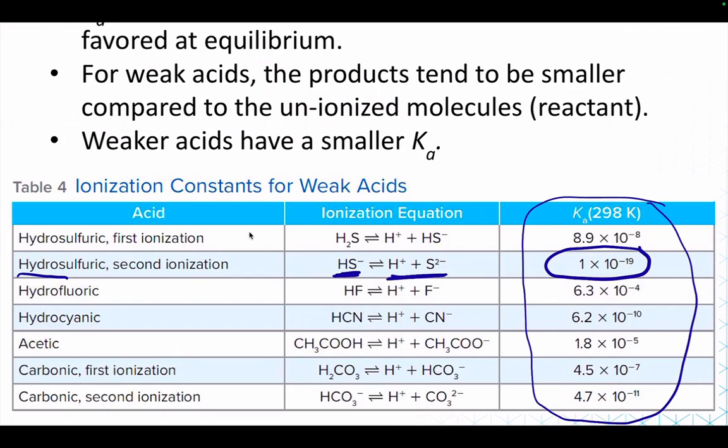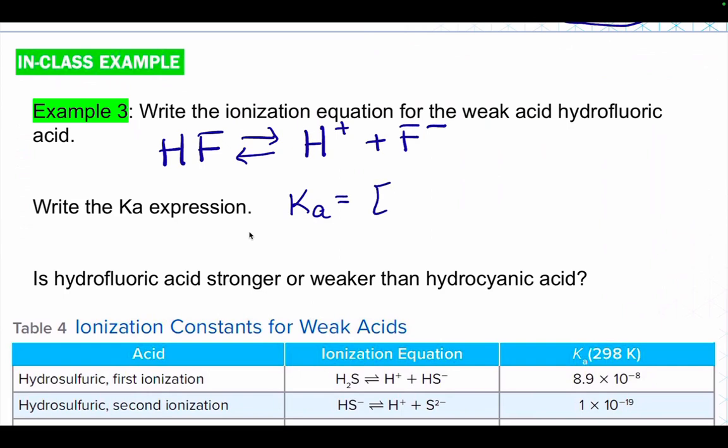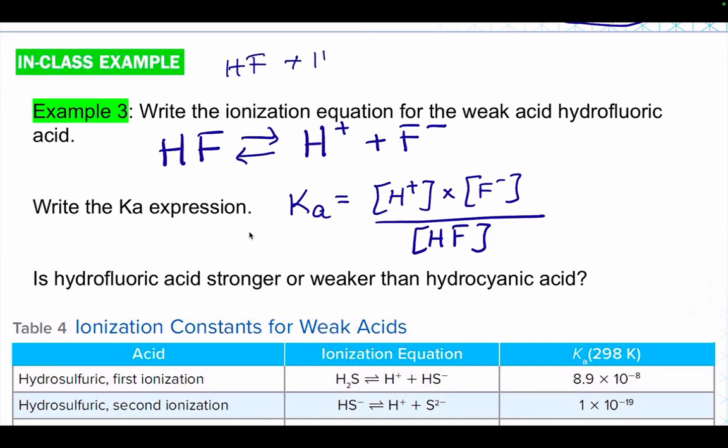So how do we write a Ka expression? Let me show you. Hydrofluoric acid is a weak acid, so we would show the double arrow this time, and it does break up. The Ka expression, remember, is going to be the products' molarities over the molarity of the reactant. Sometimes we put water in there, which we're going to do up ahead.